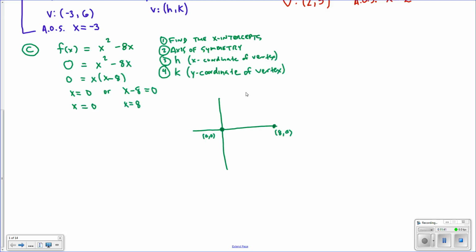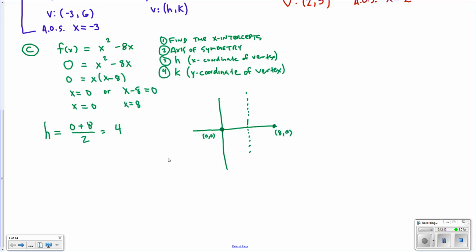So we know that that axis of symmetry is going to run directly down the middle here. It's going to be straighter than what I drew, but that means that we know already halfway between 0 and 8 is 4. If you think about averaging the intercepts, that's what you should get. 0 plus 8 divided by 2 equals 4.